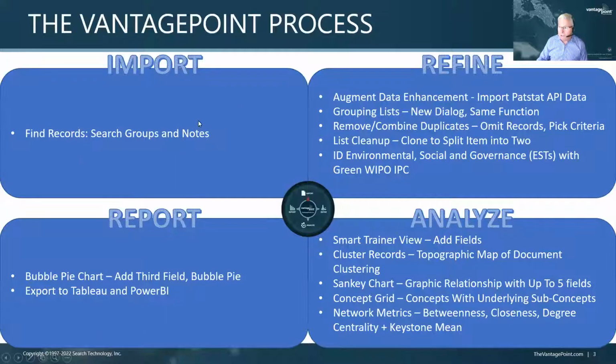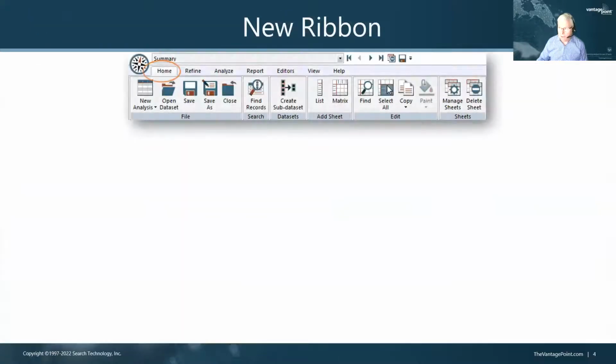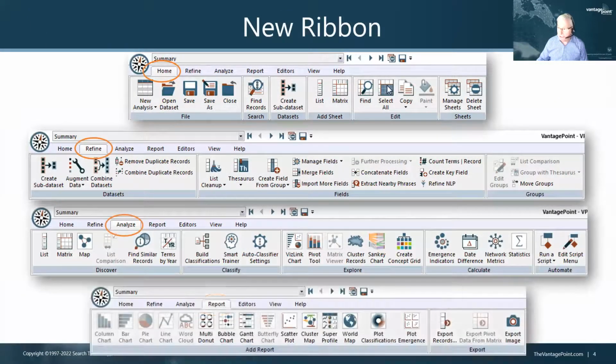So I won't get into this, but those of you who are longtime users of VantagePoint, this is where these new elements have been added. Better to look at them from the perspective of the new ribbons that we have. Just to give you a sense of some of the changes to the ribbons, and for those of you who may be new to VantagePoint, users basically work within this idea of importing or using the home ribbon, the refine ribbon, the analyze ribbon, and the report ribbon. And in each of these, we've done some changes.